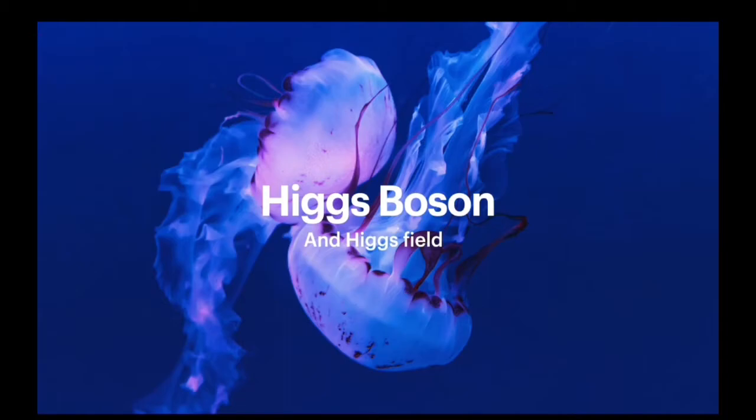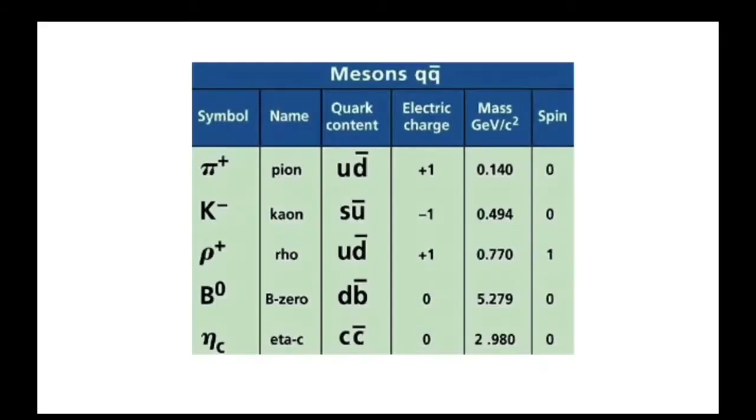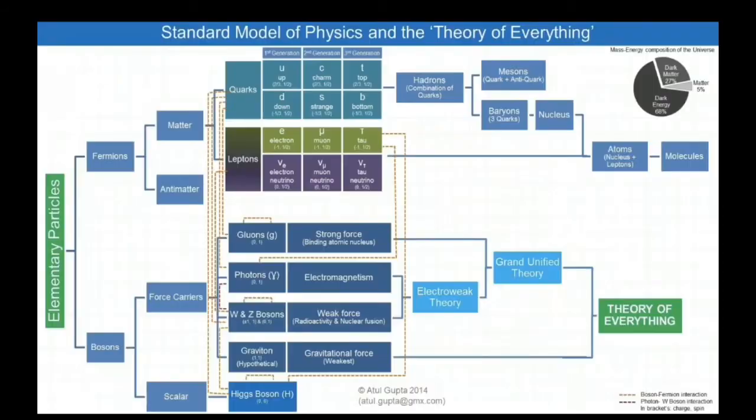The Higgs boson is the only elementary particle that has zero spin. You see here, the Higgs boson at the last has zero spin, and that's why it is called a scalar boson. Every fundamental particle has a spin and they are directional, but only the Higgs boson is not directional, because it has zero spin.